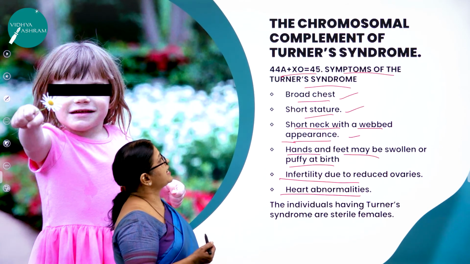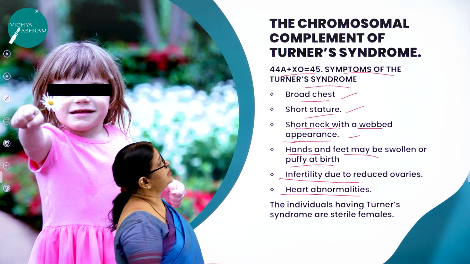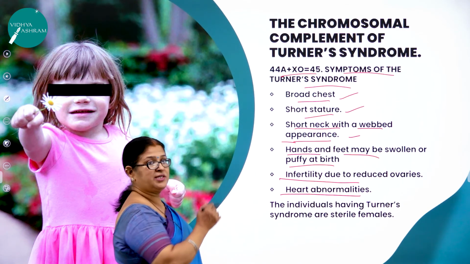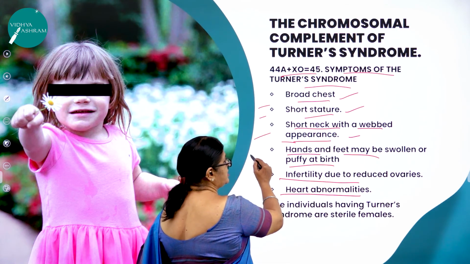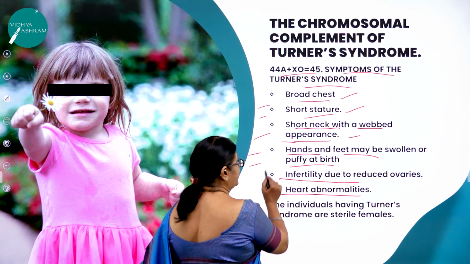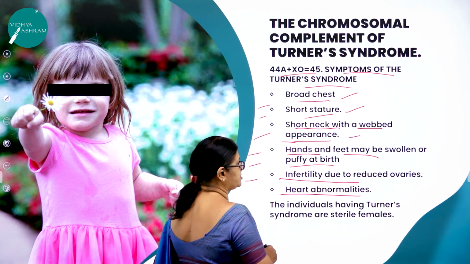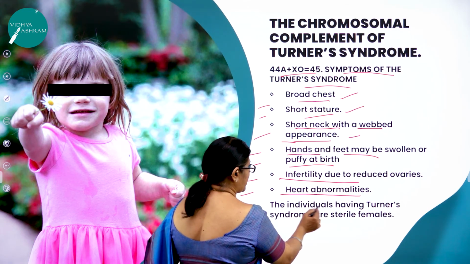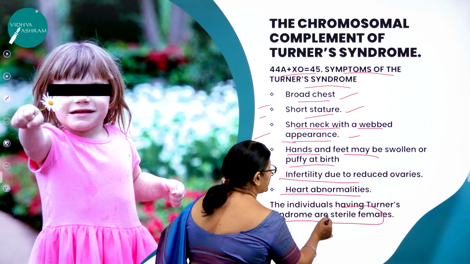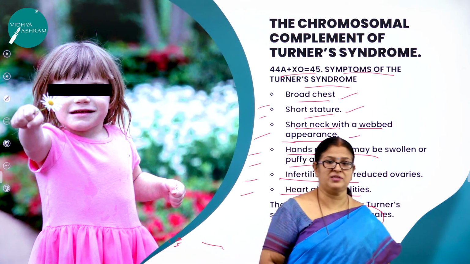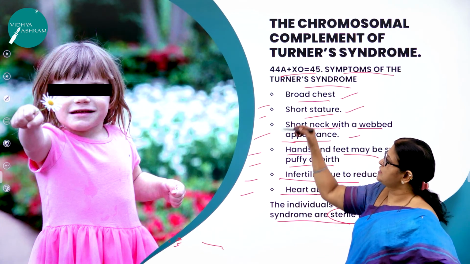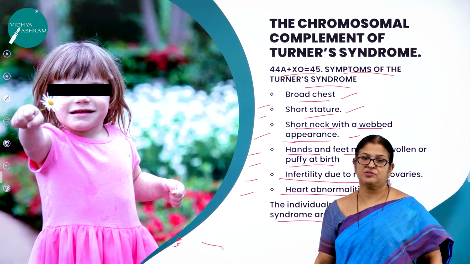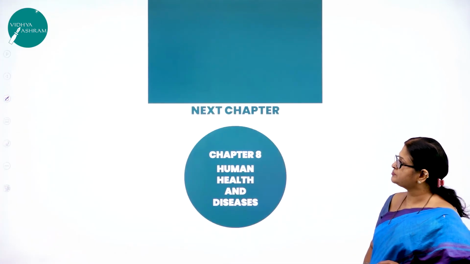So what are the characteristic features of this Turner syndrome? Broad chest, short stature, then short neck with a webbed appearance, hands and feet may be swollen or puffy at birth, infertility due to reduced ovaries, heart abnormalities. The individuals having Turner syndrome are called sterile females. What do you mean by sterile females? The individuals who are unable to bear a child. So all these are the important characteristic features of Turner's syndrome.